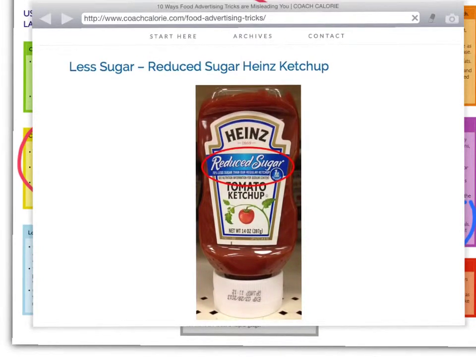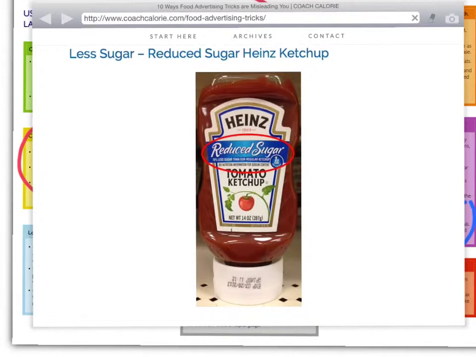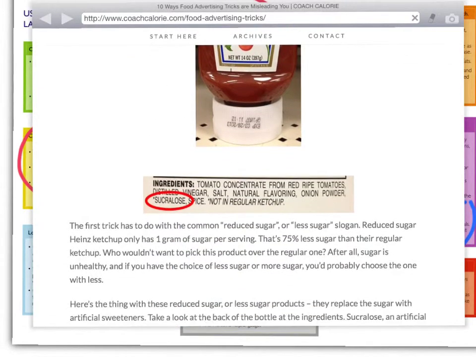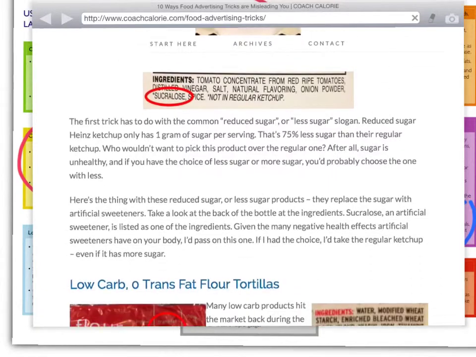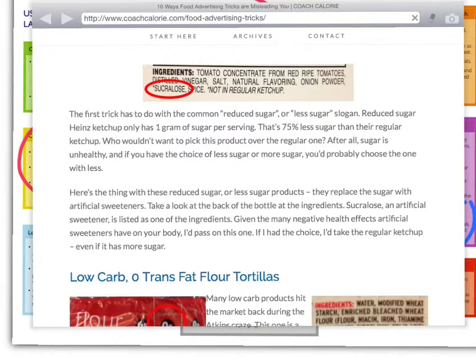Okay, so here, when I talked about sucrose or sugar before, this is where we need to be careful because sometimes we find sugar in places where we wouldn't expect or we don't count it. So things like ketchup or other kinds of condiments like mustard and mayonnaise, they contain a lot of sugar. Look at the ingredients here: tomato concentrate, vinegar, salt, natural flavoring, onion powder, sucralose. Okay, that's a type of sugar. So these are the kind of things you need to be careful about.